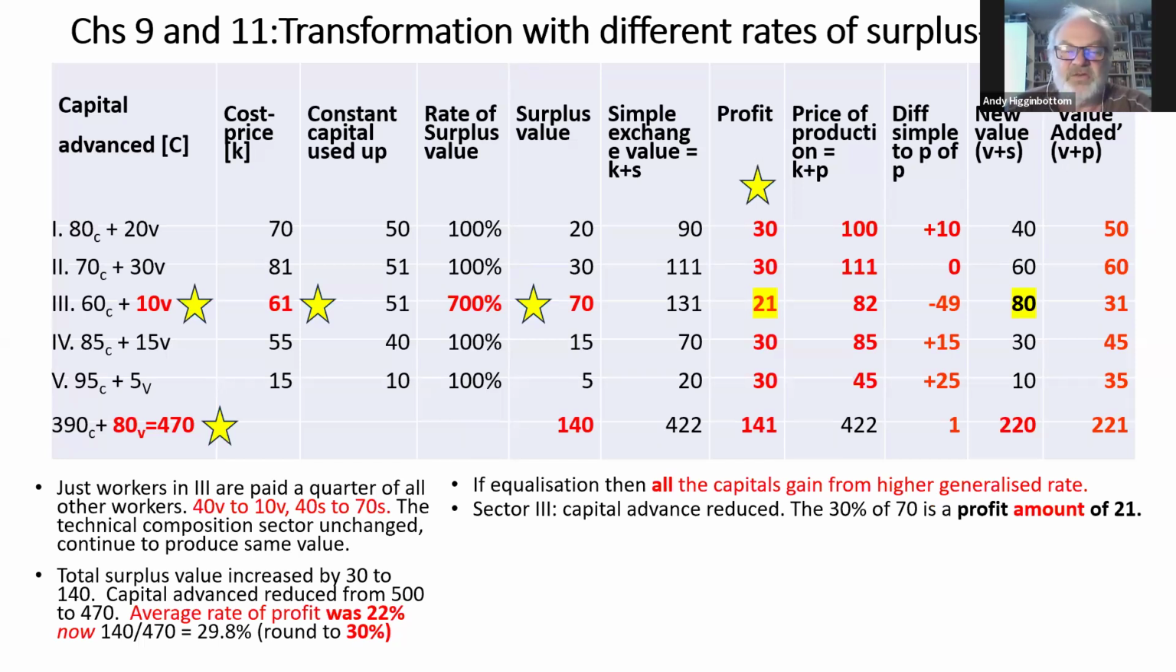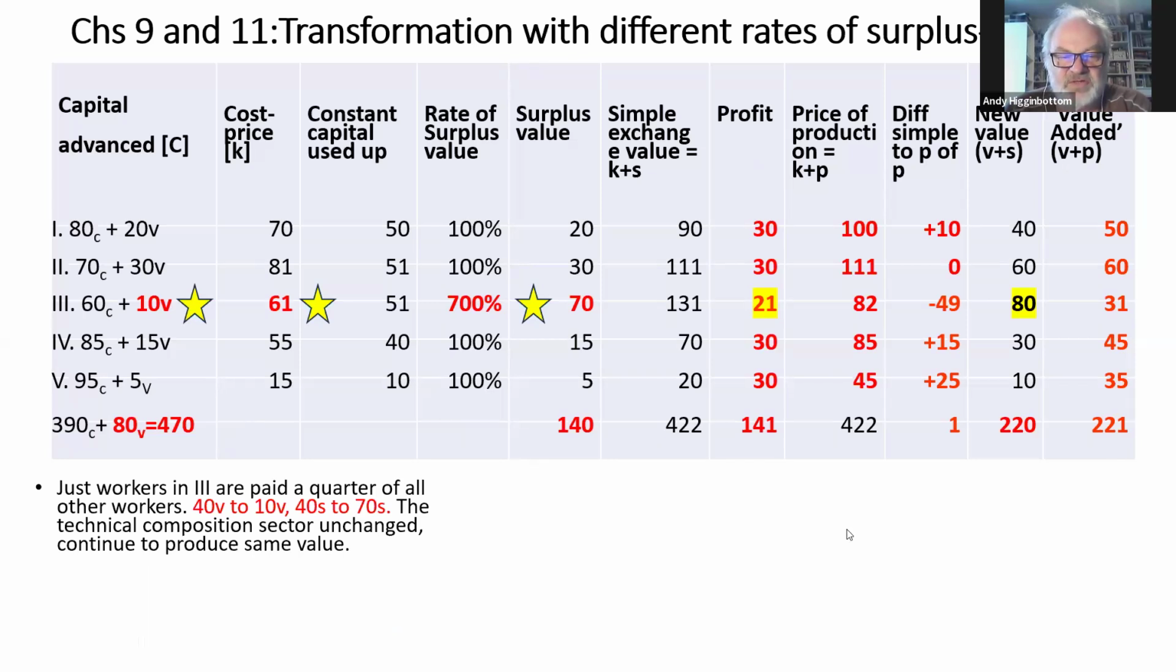Now, the interesting thing also now is that sector 3 did have a capital advance of 100. It used to be 60 plus 40. Now we're saying it's 60 plus 10. Now, the rate of profit at 30% means that if it's 70 capital advance, their profit has actually gone down. It was 22, it's now 21. But of course, it's on a lesser amount of capital advanced. But that's basically what I'm showing.